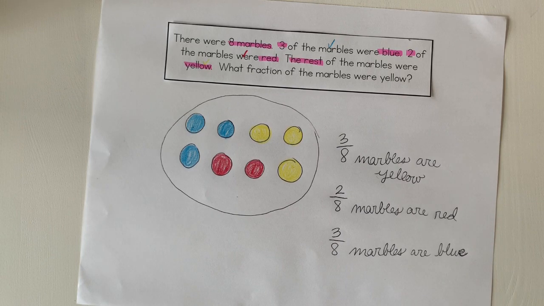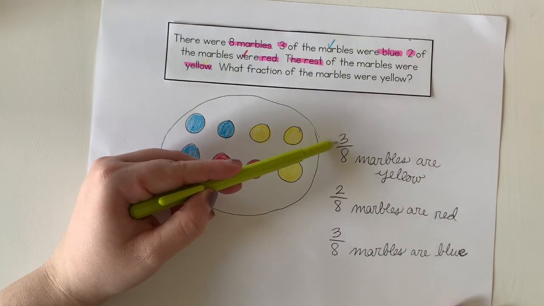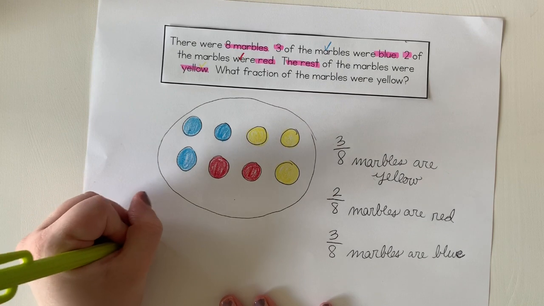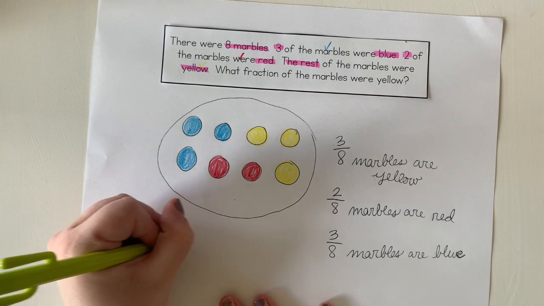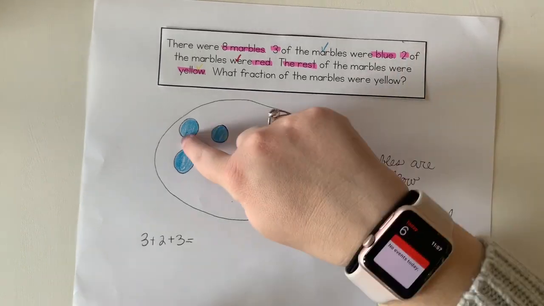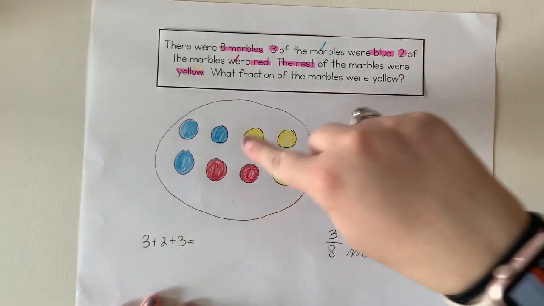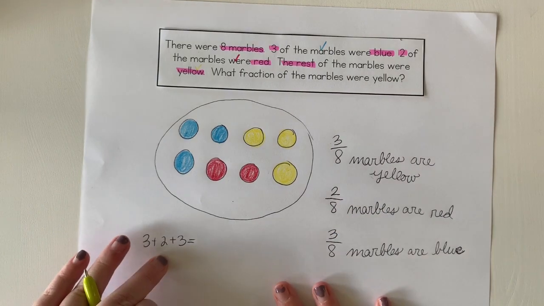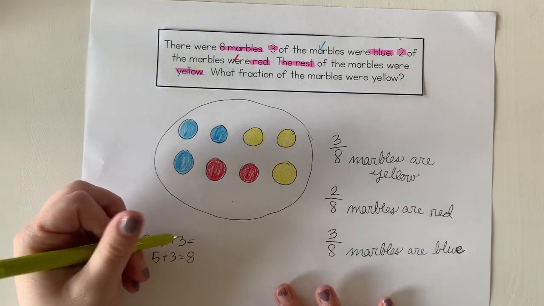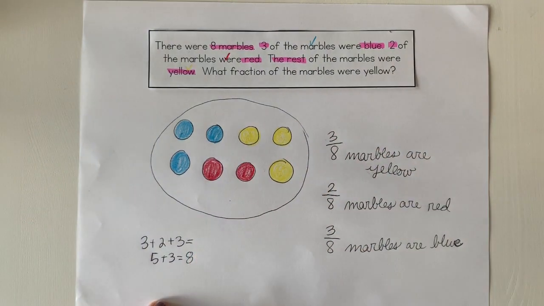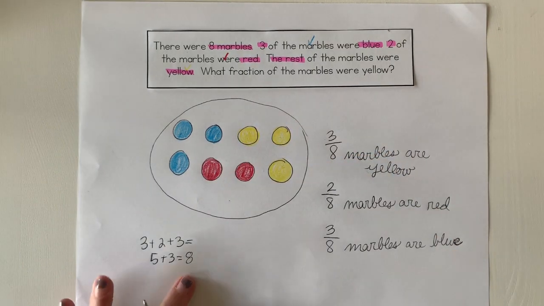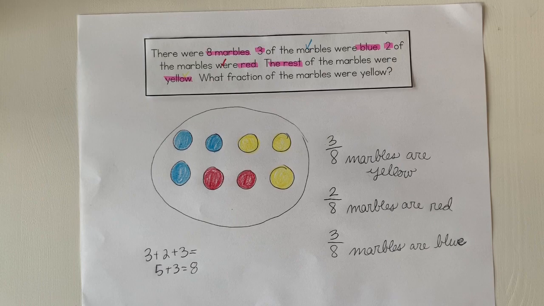So, if I count the numerators, so 3 plus 2 plus 3, I should get 8 because these are the 3 different parts. 1, 2, 3 different parts of the total 8. So 3 plus 2 is 5. 5 plus 3 is 8. So I have a total of 8 marbles. If I count up the 3 blue, the 3 yellow, and the 2 red, it gives me 8 marbles, which is the total number of marbles.